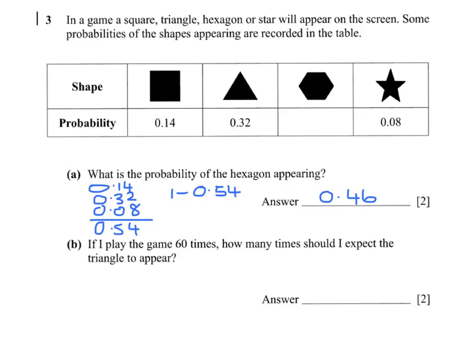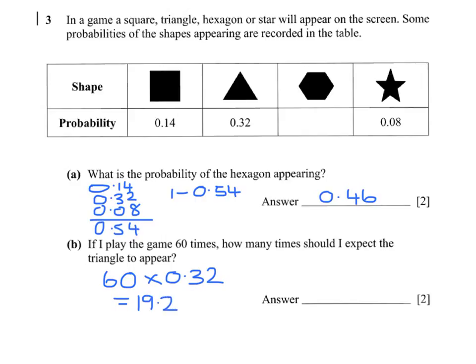0.46. If we play the game 60 times, how many times should I expect the triangle? Well, that's the number of times we play multiplied by the probability of the triangle. So that equals 19.2.